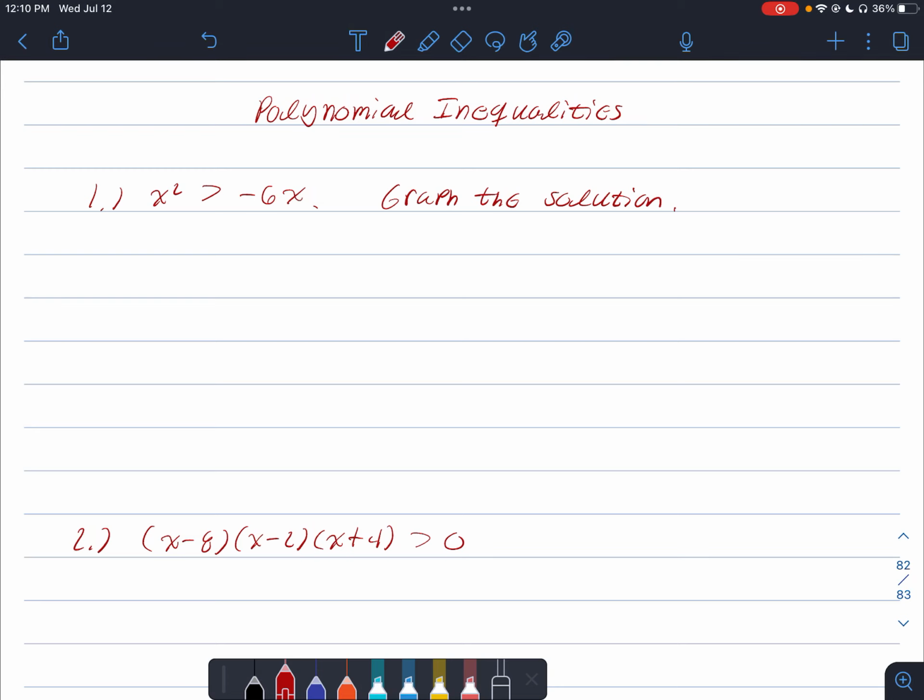All right, so let's talk about something a little bit different. We've been talking about polynomial equations, polynomial functions, but now let's talk about polynomial inequalities.